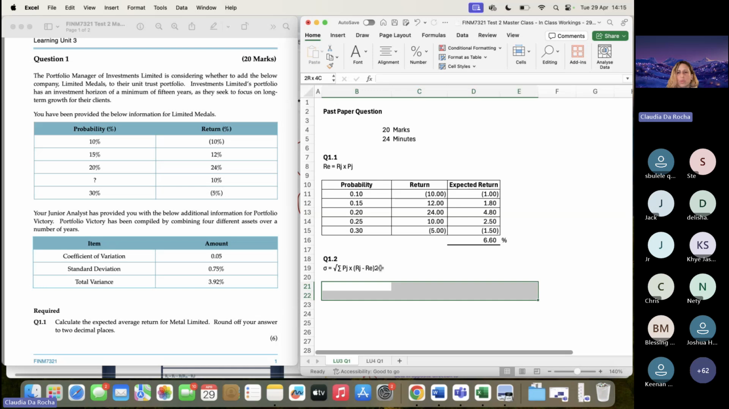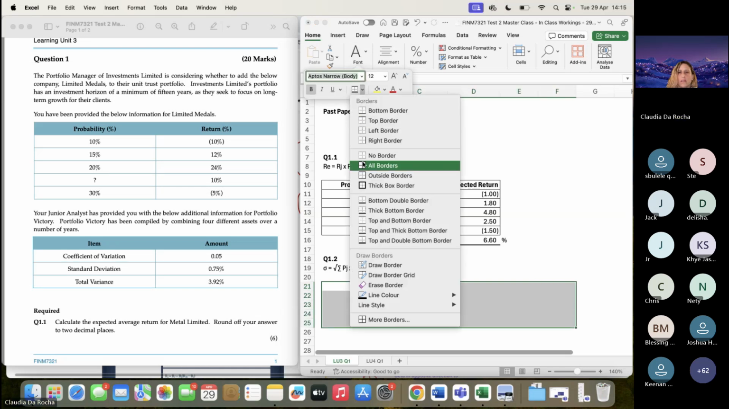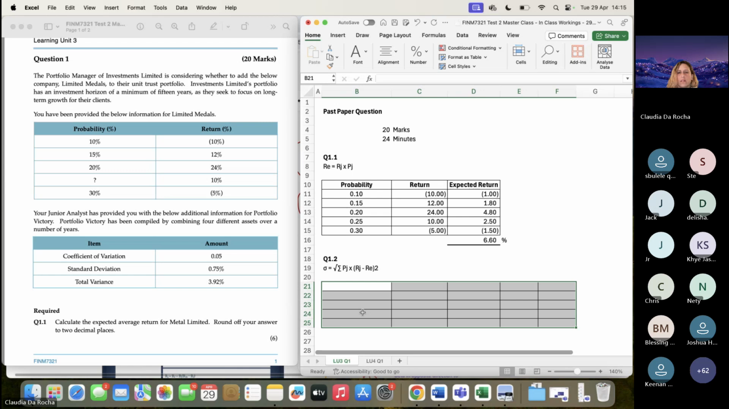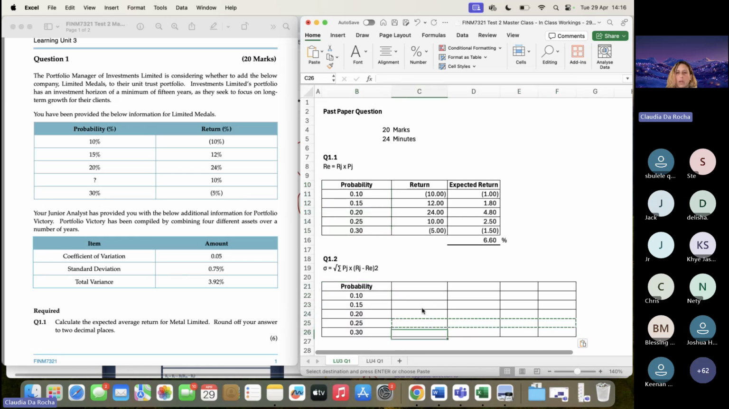Okay, so you choose what you would like. We're going to have our probability in the first column, so I'm just going to copy paste that down. You would obviously write that all out in your paper. The next thing we're going to have is our RJ minus RE. Okay, this is our PJ or our probability.